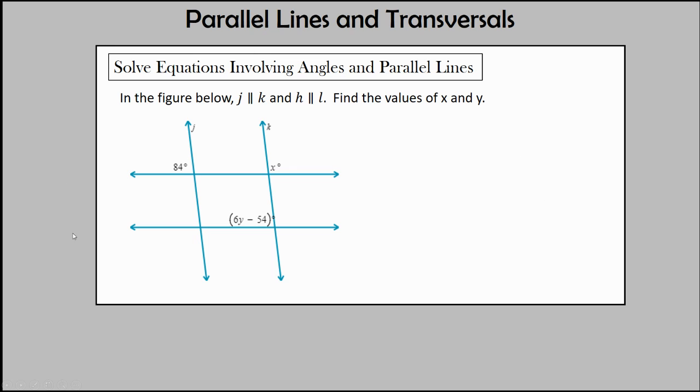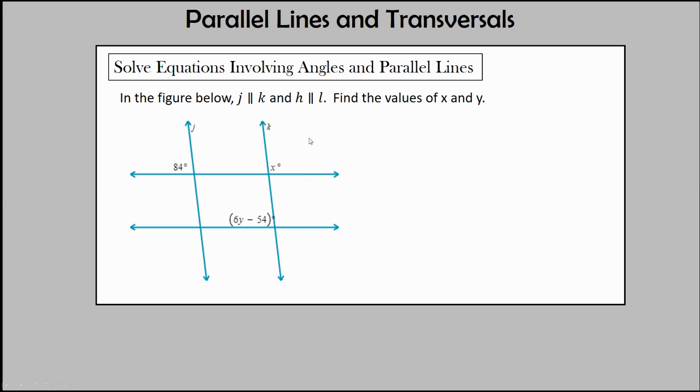Okay, this one's a bit more complicated, and we'll talk our way through this one. They're basically saying that J and K are parallel, and H and L, which are these two, they're parallel. All right, so what I have is really four different transversals. J is a transversal through these parallel lines, and K is a transversal through these parallel lines. And then this line, which we'll call H, is a transversal through J and K, and this line, which I'll call L, is a transversal through J and K. So I got a lot of stuff going on here.